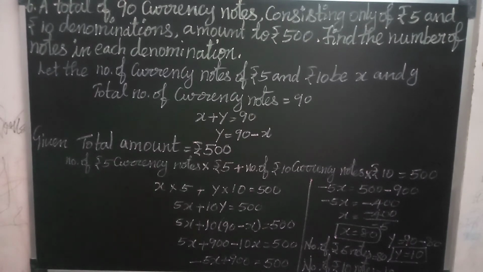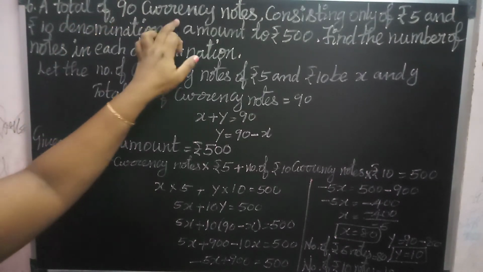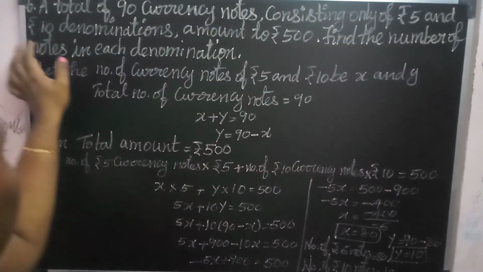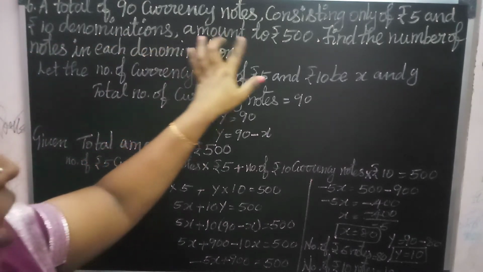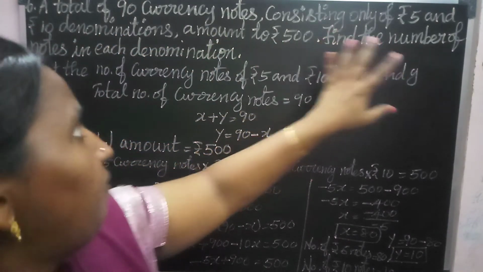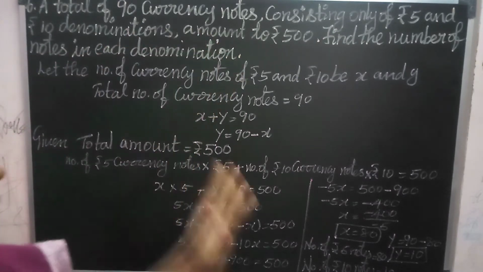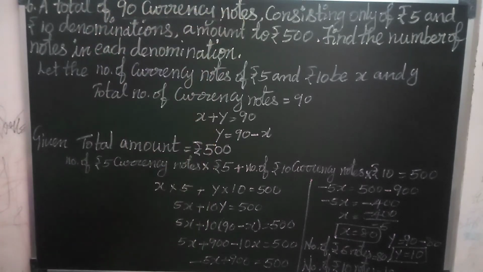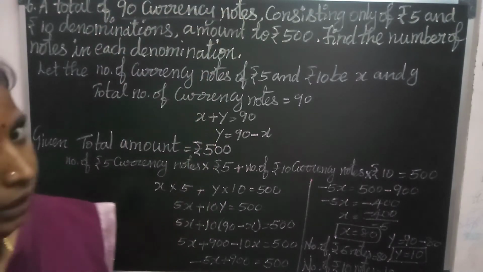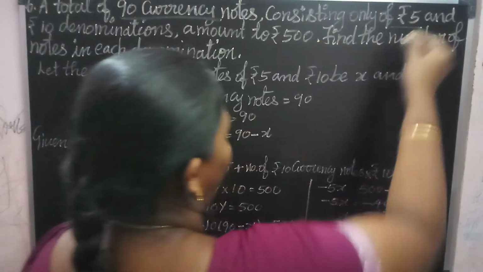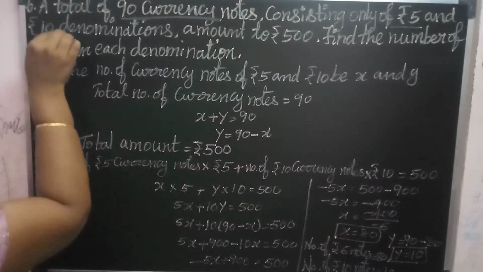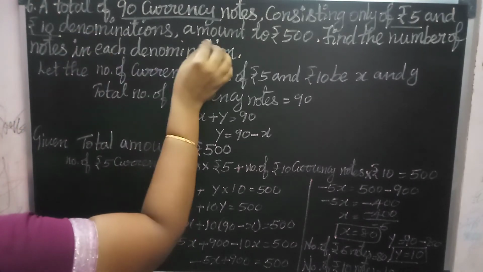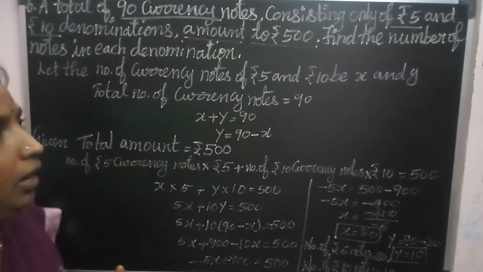So next, sixth one: a total of 90 currency notes consisting only of rupees 5 and rupees 10 denominations amount to rupees 500. Find the number of notes in each denomination. So here they have given the total number of currency notes, that is 90 currency notes. In that 90 currency notes, you have only rupees 5 notes and rupees 10 notes. The denominations amount to 500, the total amount is 500.